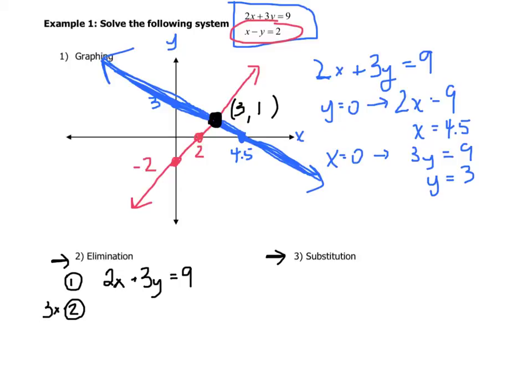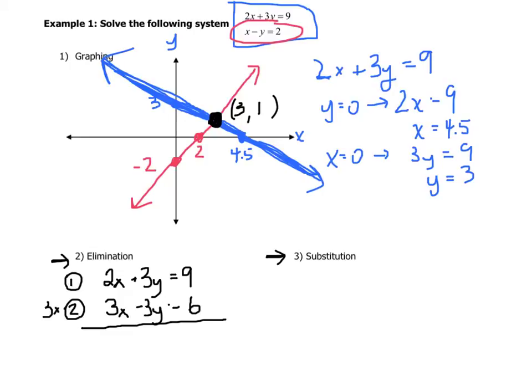Equation 2, I'm going to take equation 2 and multiply it by 3. That is, I'm going to multiply everything in equation 2 by 3. That gives me 3 times x, which is 3x, 3 times negative y, which is negative 3y, and 3 times 2, which is 6. Now, why did I do that? Well, if I add what's given here, things are going to fall into place.